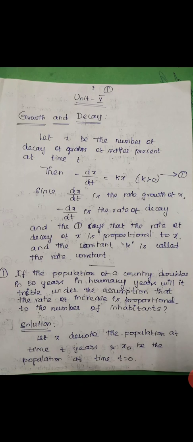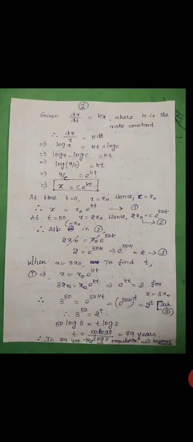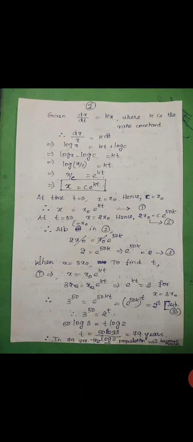What is the first step? We assume that x denotes the population at time t years, in the general case, and x naught is the population at time t equal to 0. Next, given dx by dt is equal to kx, where k is the rate constant. Now we have to simplify this.